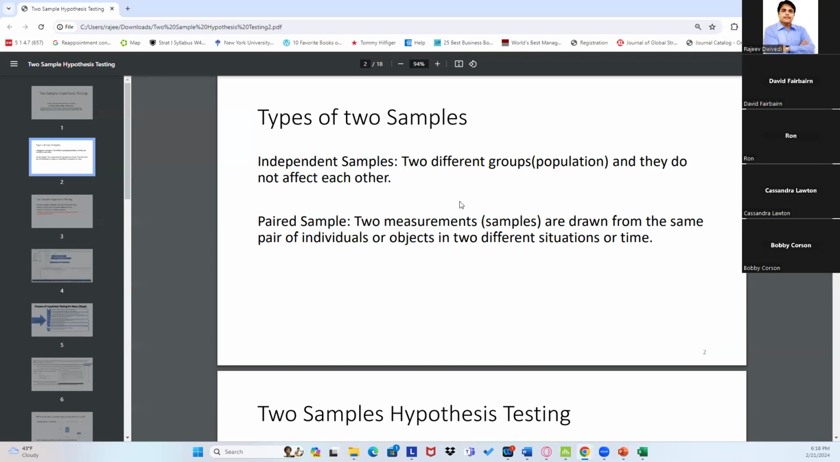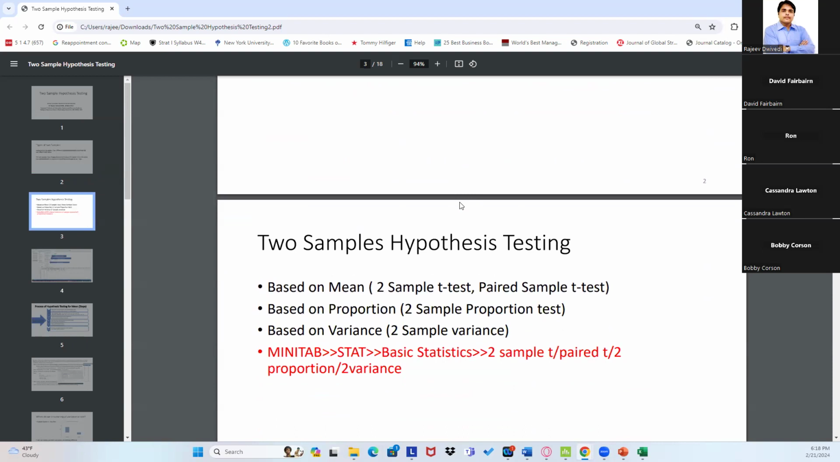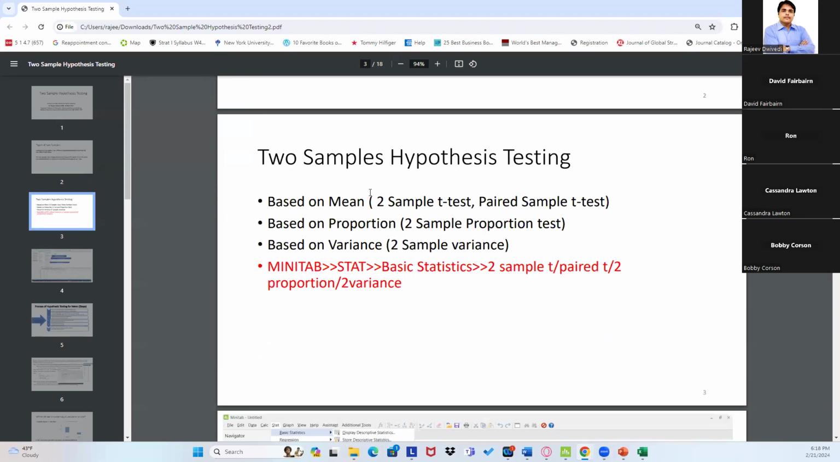Based on that, the two sample hypothesis testing that we are going to cover can be based on mean, based on proportion, and based on the variance. We already looked into this in the past: we compare the mean, we compare the proportion, and we compare the variance or standard deviation. Basically, we are going to look in this module only at these two things, mean and proportion.